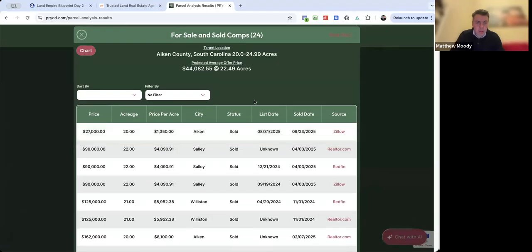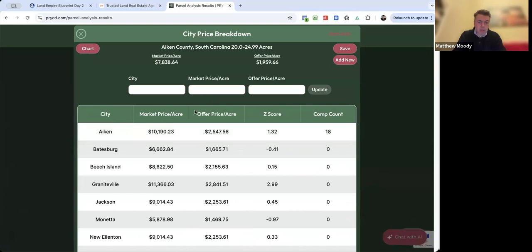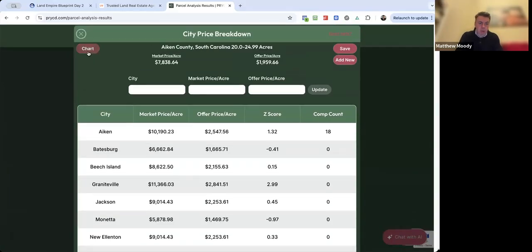And this is really showing that the average offer price is 44,000 for 22 acres. So pretty interesting. You can also click on city pricing, and this will bring it up by city. So again, really interesting and relevant information, particularly if you're going down to a city level and doing business in there. You can see that they have this whole thing called a Z score. I'm not going to get into how that all works right now, but the higher the Z score, the more confident they are in the pricing. So they're very confident on Graniteville, less confident on, say, Ridge Spring. So again, this is an indication of what's going on.